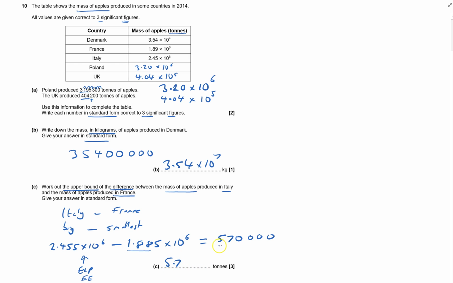And you've got to have it in standard form, so it'll be 5.7. Actually, technically it should be 5.70 because everything's been given to three significant figures. So I'll put a 0 in there, although you wouldn't normally lose a mark if you didn't. And that's got to be times by 10 to the power of 5. It goes 1, 2, 3, 4, 5. And I think working out upper bounds when you're dealing with standard form is quite a tricky question. And that's 10 done.